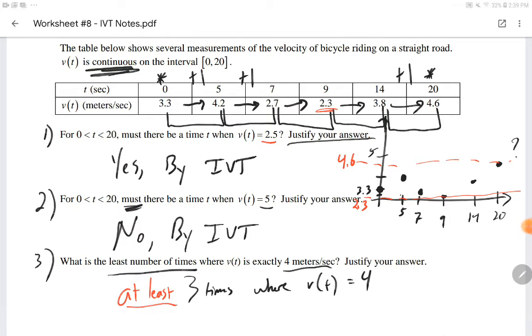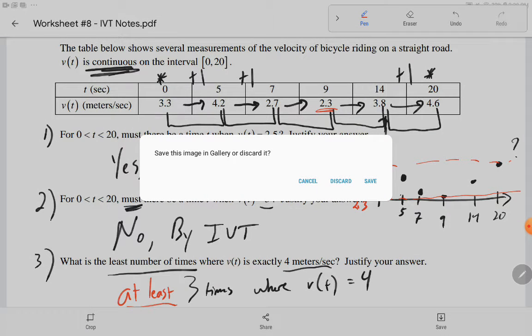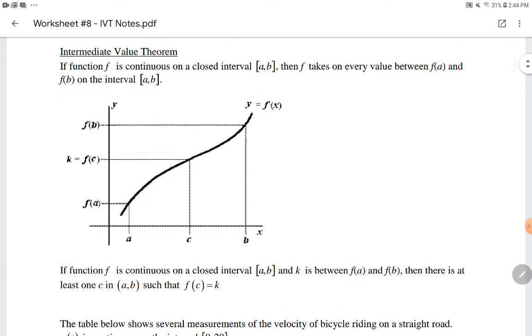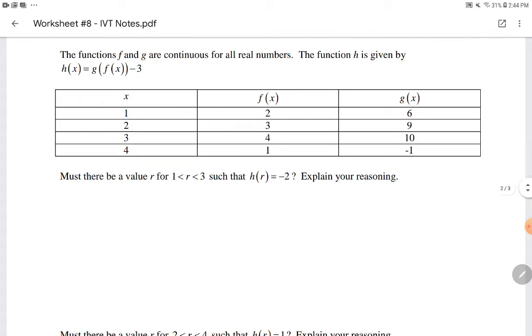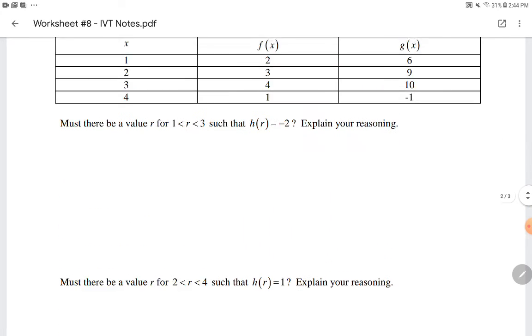At this point, you should be able to do these problems. If you want to stick around, you can. Or you can stop the video now and just do your homework from here. But I'm going to do another example just in case people need to see some more. So try the problems on your own and see what you get. So here we go.